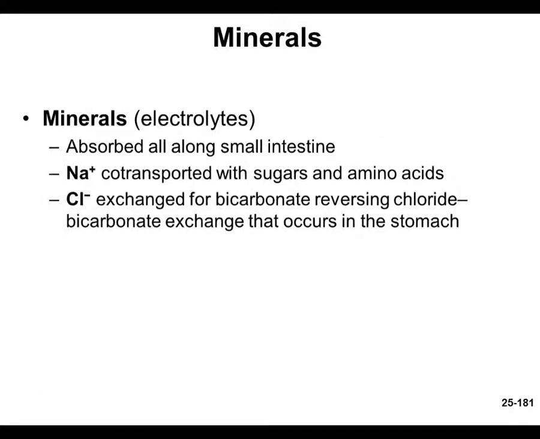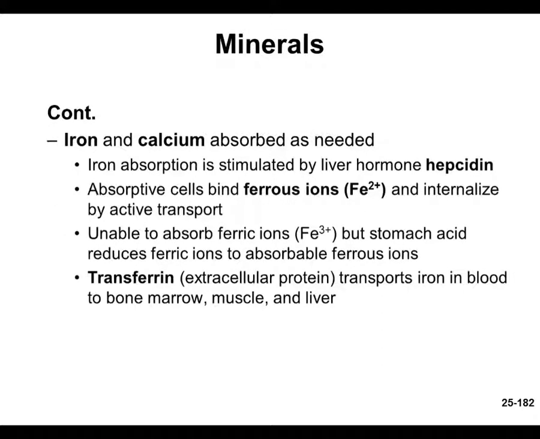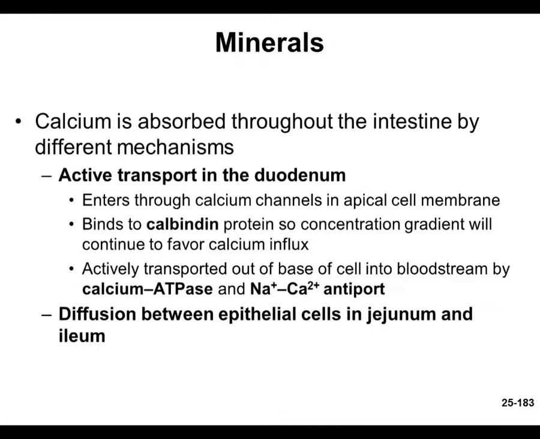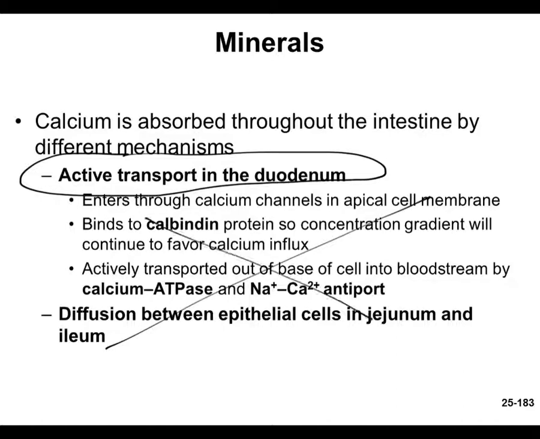Minerals are also absorbed along the small intestine, things like sodium, chloride, magnesium, all being brought in. Iron and calcium will be absorbed as needed. We mentioned that whole story with the iron earlier when we were discussing overall iron metabolism. Calcium comes in through active transport. So this is the first time I think I've mentioned anything about active transport. So it costs energy for the body to absorb that calcium. The exact process by which it happens, we won't concern ourselves with.